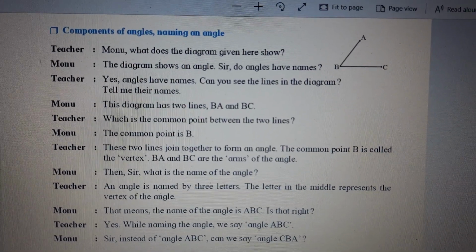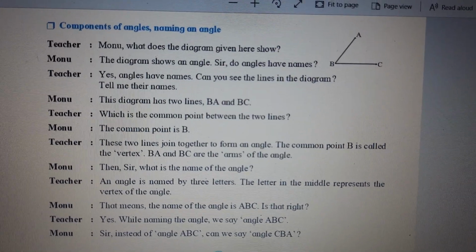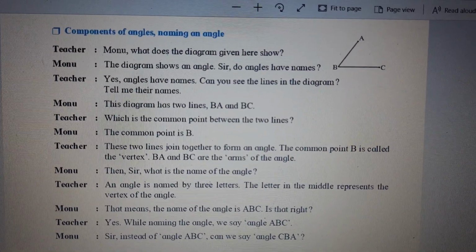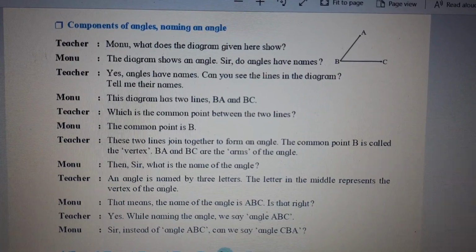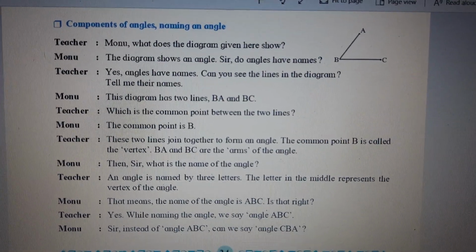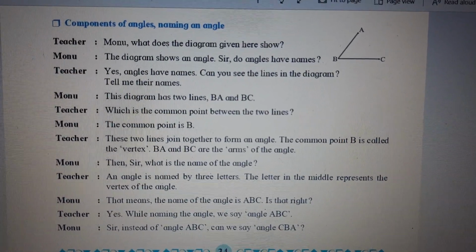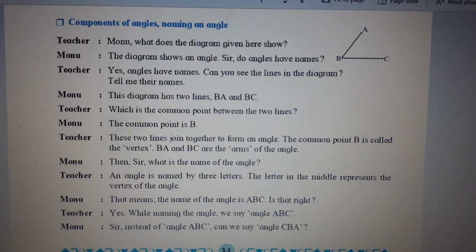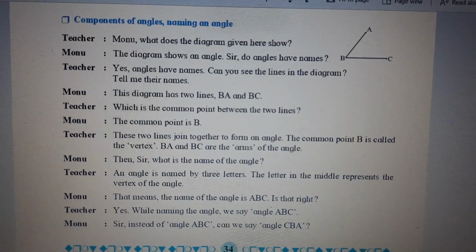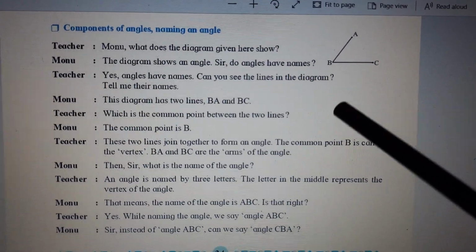Teacher: Monu, what does the diagram given here show? Monu: The diagram shows an angle. Teacher: Do angles have names? Yes, angles have names. Can you see the lines in the diagram? Tell me their names. Monu: This diagram has two lines, BA and BC. Teacher: Which is the common point between the two lines? Monu: The common point is B.